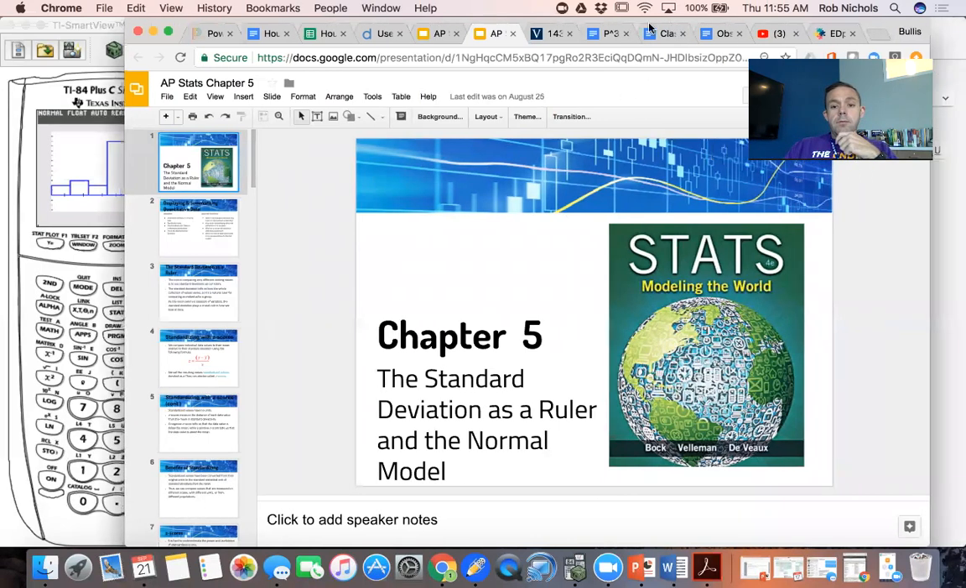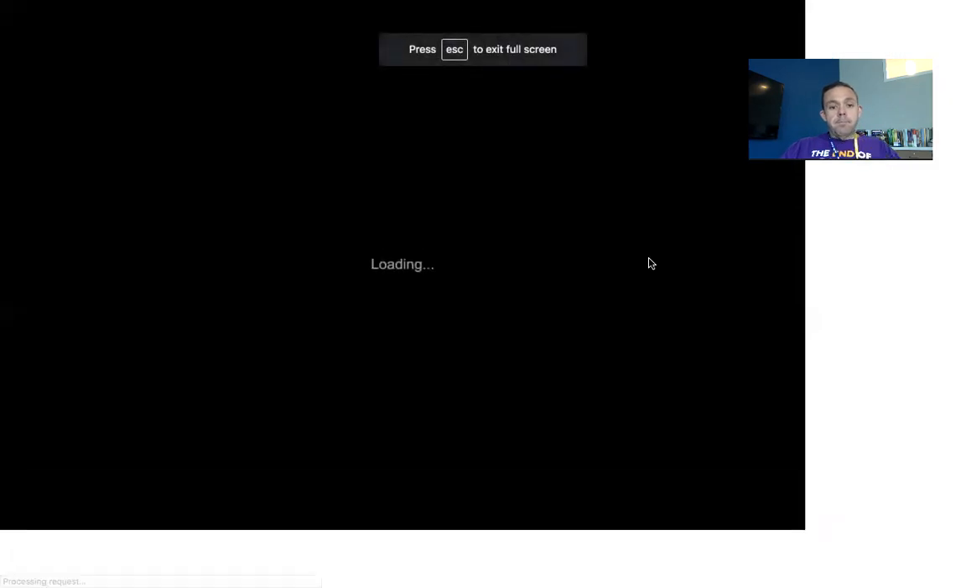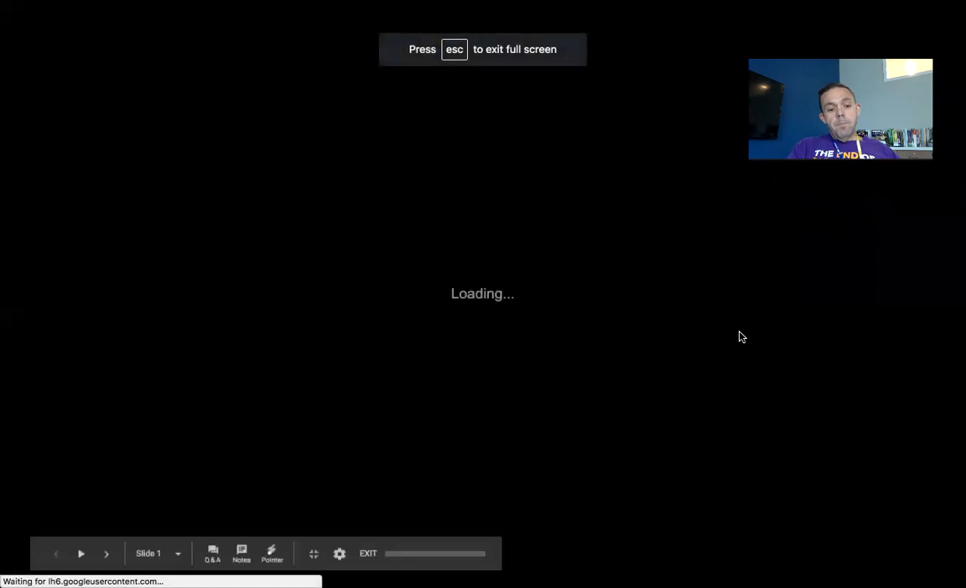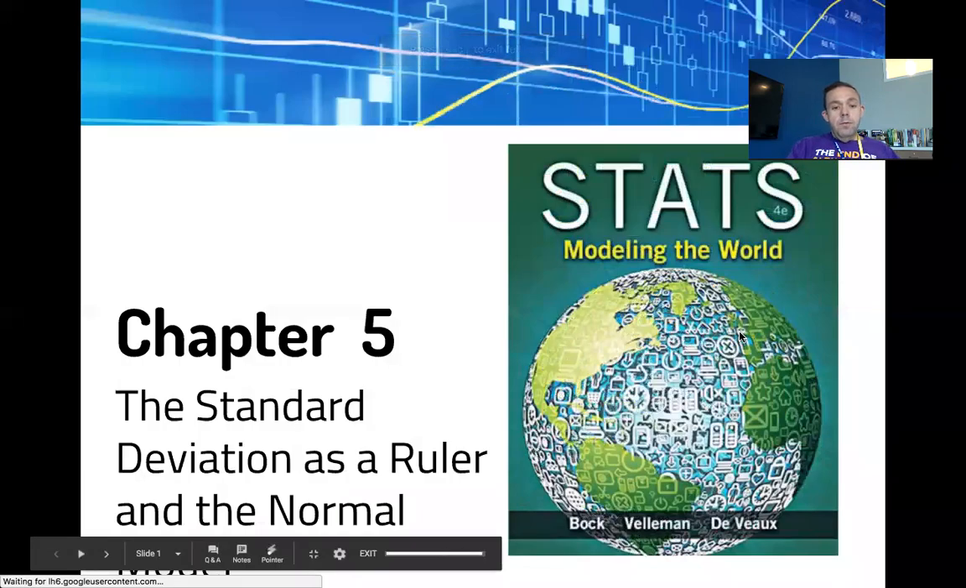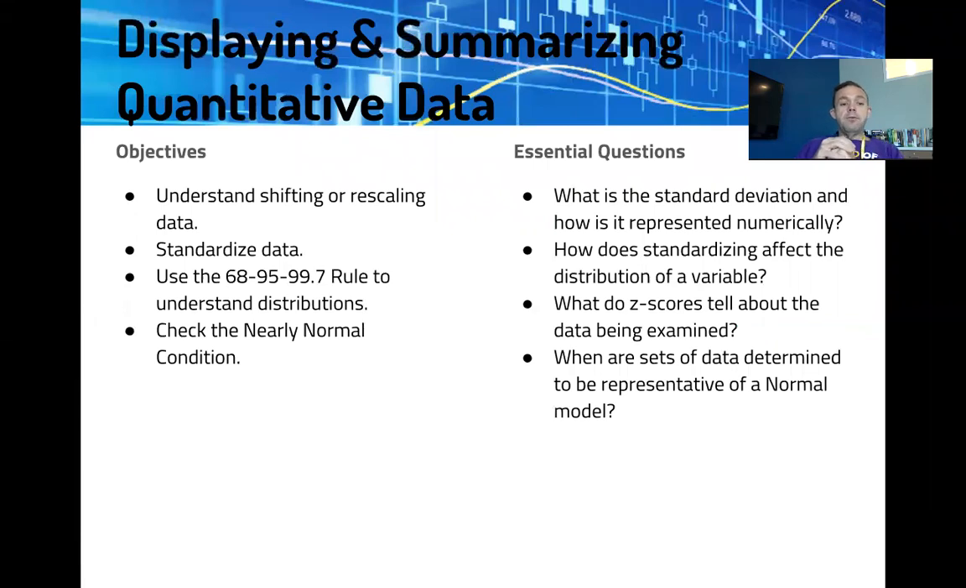And I'm going to present this. Okay. So we have the next slide. In this chapter, we're basically going to understand shifting or rescaling data. We're going to be able to standardize data, and we're going to use the 68, 95, 99.7 rule to understand distributions. And then finally, we're going to check the nearly normal condition.